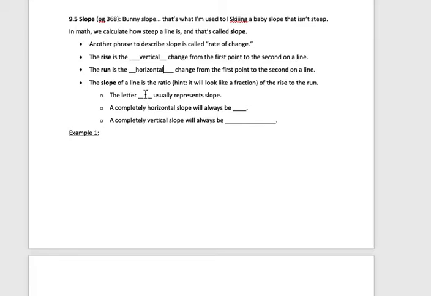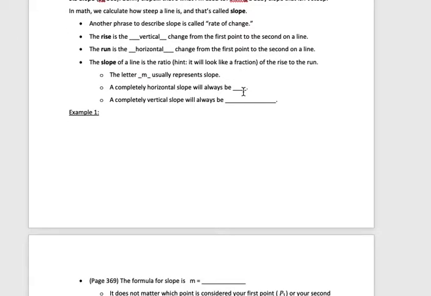The slope of a line is the ratio of the rise to the run. And remember, ratios can be expressed as fractions. So your slope will look like a fraction sometimes. The letter M usually represents slope. We'll get into that a little bit more later.